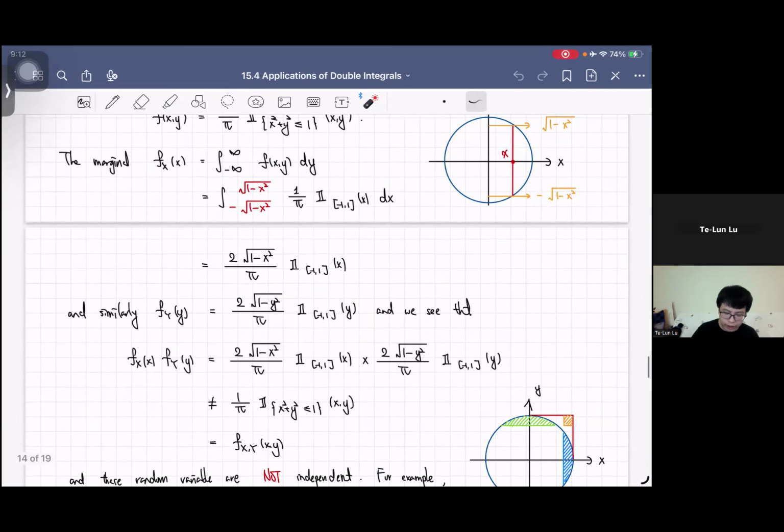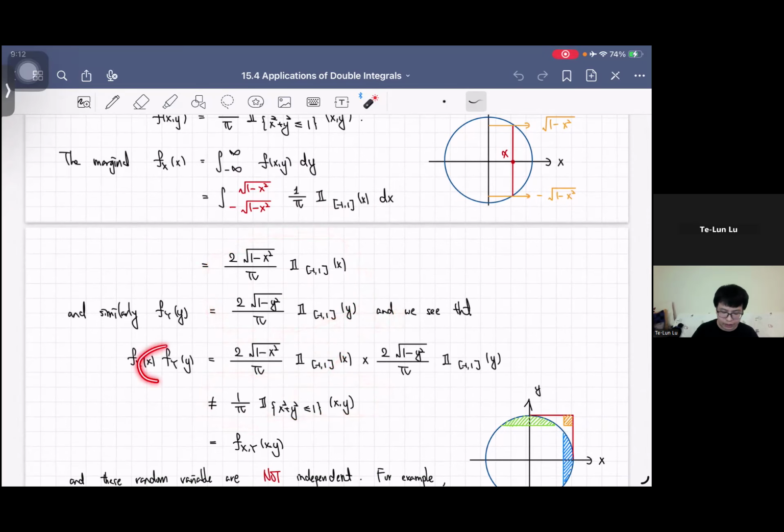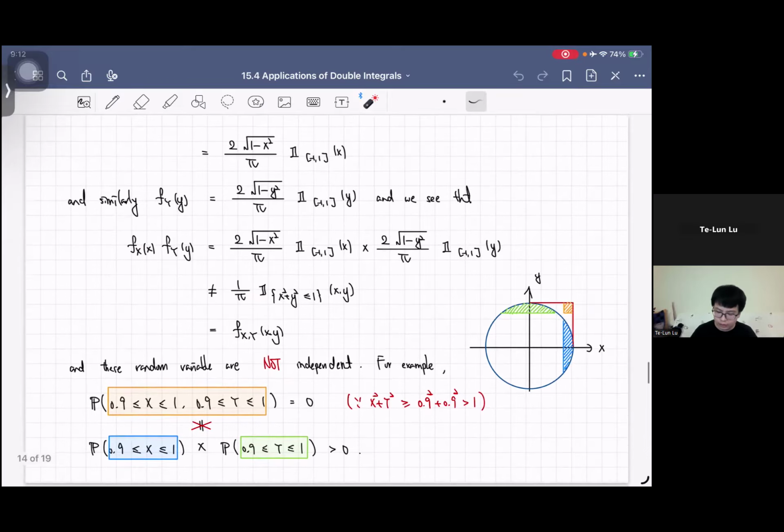However, you see that the product of these two densities will never be the joint density function, right? And therefore, x and y are by definition not independent. And this is actually very intuitive. Let us use a very simple example.